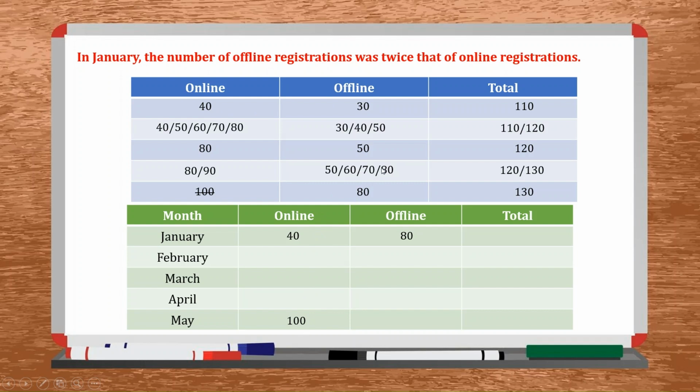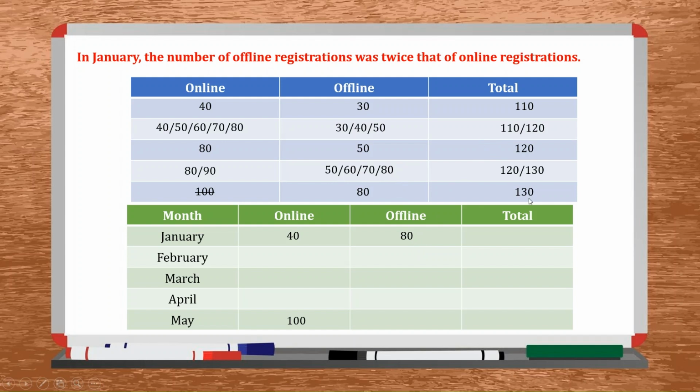Similarly, for the 80 in the offline column, this 80 can be either from row 4, the fourth value, or row 5. So I can place two 80s in the offline column. I don't know yet how many 80s are going to be there in the offline column. It can be one or it can be two. So I'm not eliminating this particular condition right now.